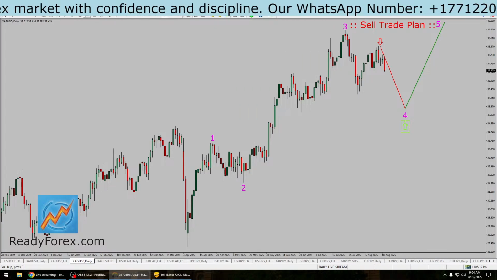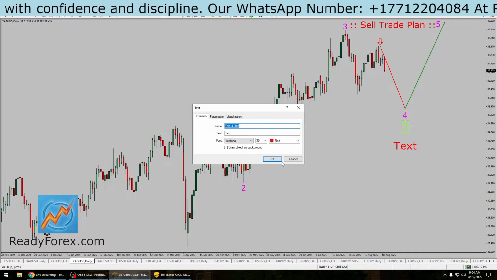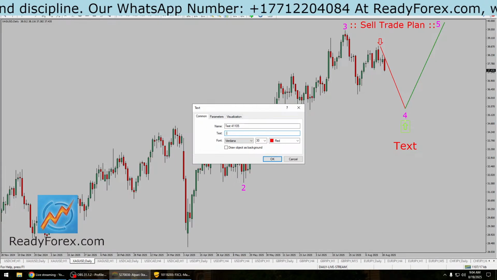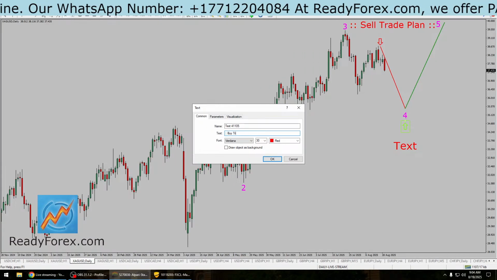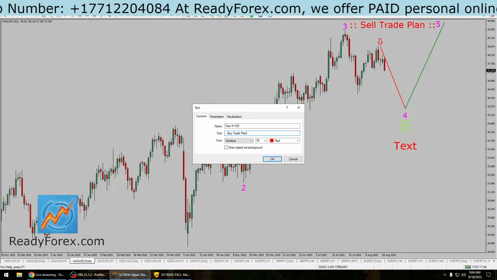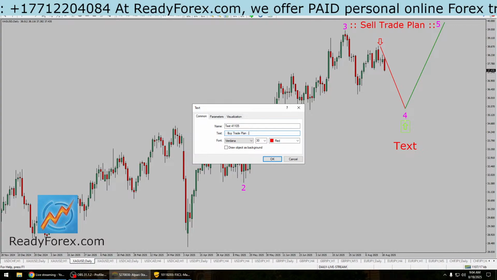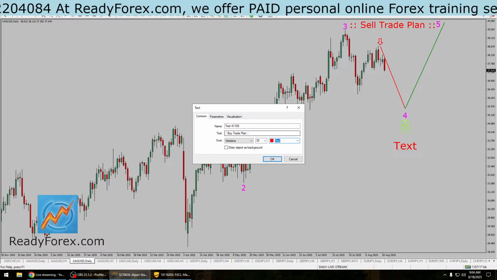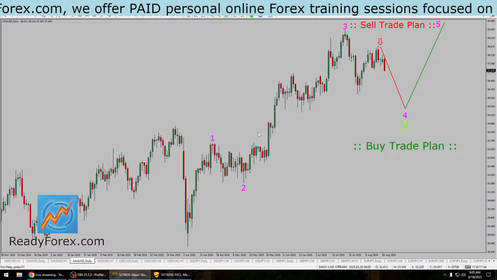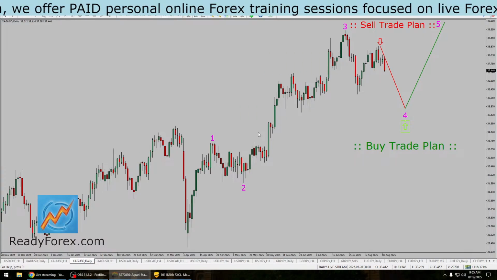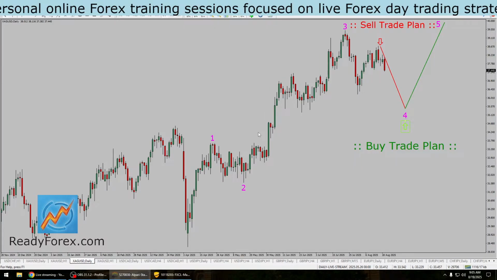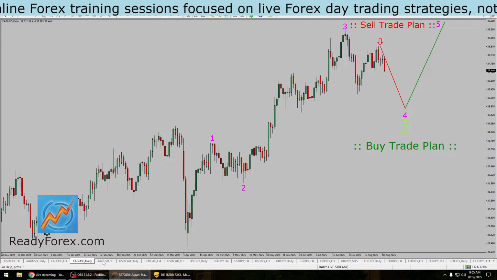Okay, write it down. So this one is the buy trade plan in spot silver. Wait for the market to drop first, then look for a potential buy trade setup down over here. But you also need some sort of a reaction, a bullish reaction over here.